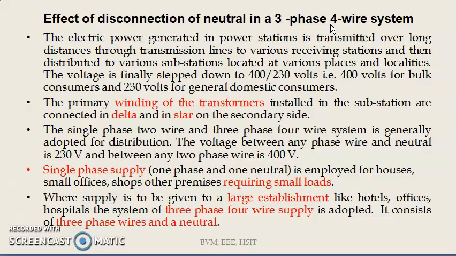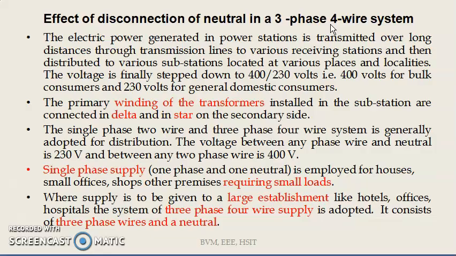The primary winding of the transformers installed in substations is connected in delta, whereas the secondary winding of the distribution transformer is connected in star. The single-phase two-wire system and the three-phase four-wire system are generally adopted for distribution. The voltage between any phase wire and the neutral is 230 volts, whereas the voltage between any two lines is 400 volts.